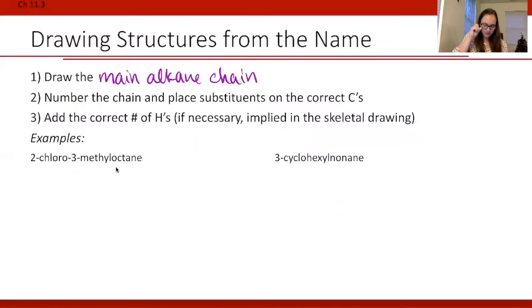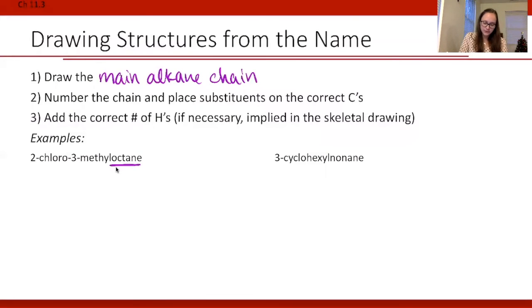Then we're going to number the chain and place substituents on the correct carbons. And then lastly, we're going to add all of the correct number of hydrogens that we need. This is only if necessary, though, because in our skeletal drawings, it's implied, so we don't necessarily have to do that. So there's really only 2 steps to do this.